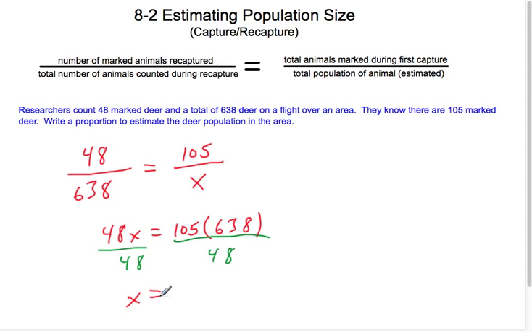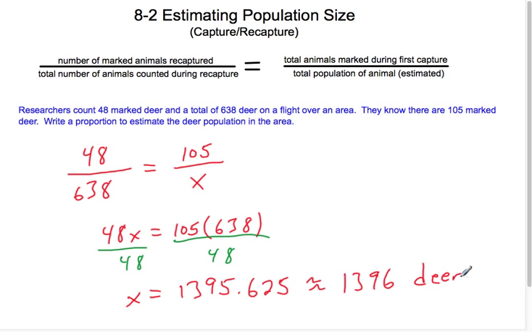So using my trusty calculator, I'm going to do 105 times 638. That equals 66,990. I'm going to divide that by 48 and get 1395.625. So it's an estimation. So we're not just estimating by rounding. The whole thing is an estimation. So I'm going to say approximately 1,396 deer total in this area.